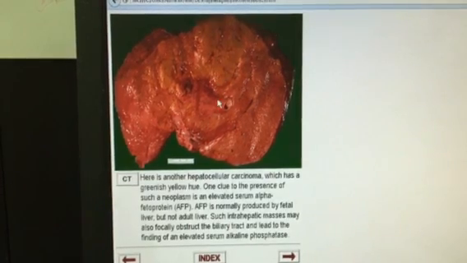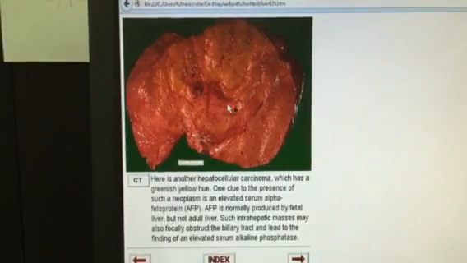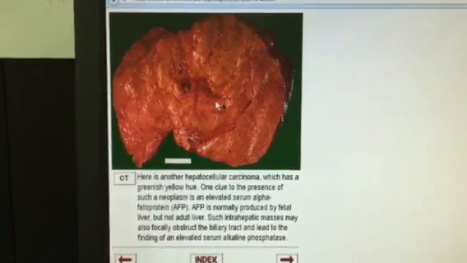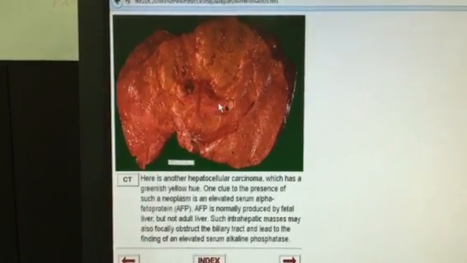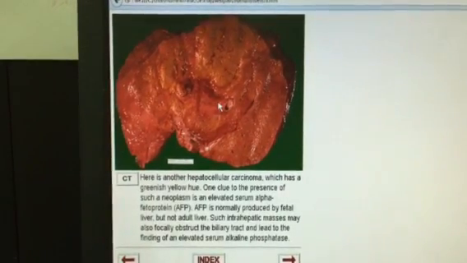This mass could obstruct the biliary tract, so there will be extrahepatic biliary obstruction. So there will be accumulation of the bile inside the hepatocyte.